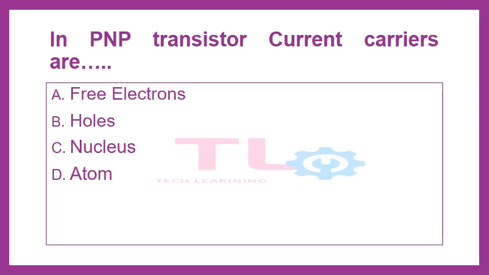In a PNP transistor, the current carriers are option A, free electrons, option B, holes, option C, nucleus, or option D, atoms. And the answer is option B, holes.